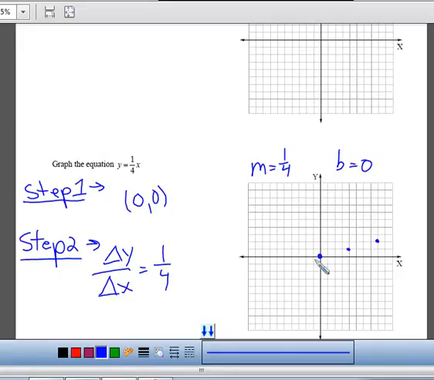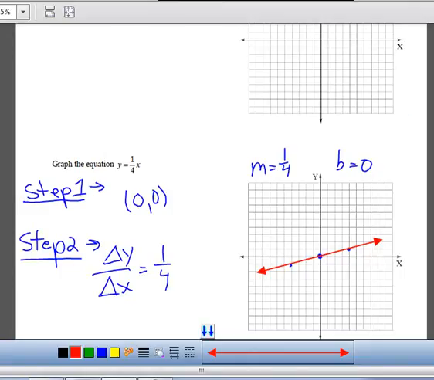If you want more, some of you might recognize, well, positive 1/4 comes from -1 and -4, so you can go down 1 and to the left 4, down 1 and to the left 4, and you're all done. Then all we do is use our line tool, for me, and for you, you're going to use a ruler, make it nice and straight and perfect, and put arrows, and you are done.